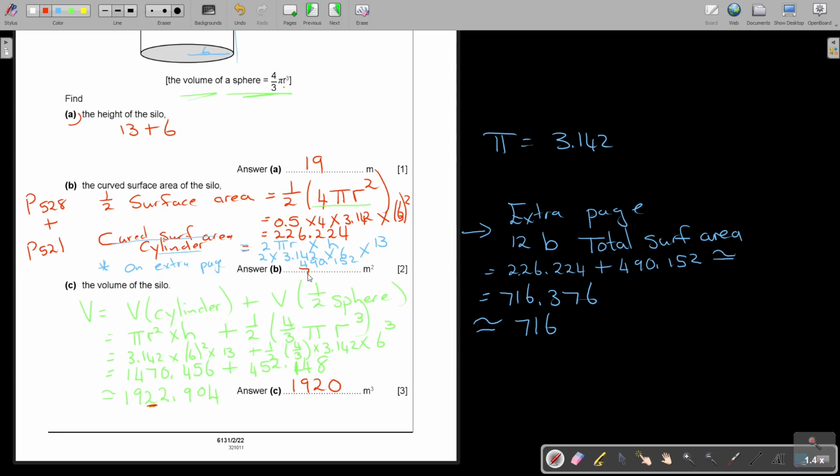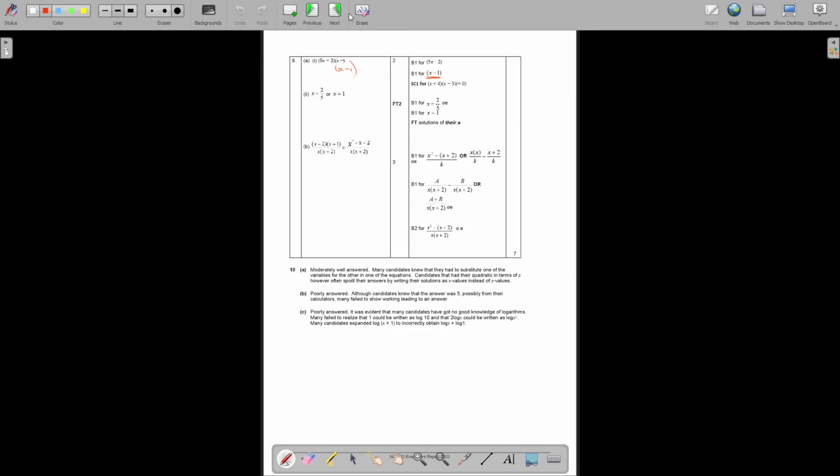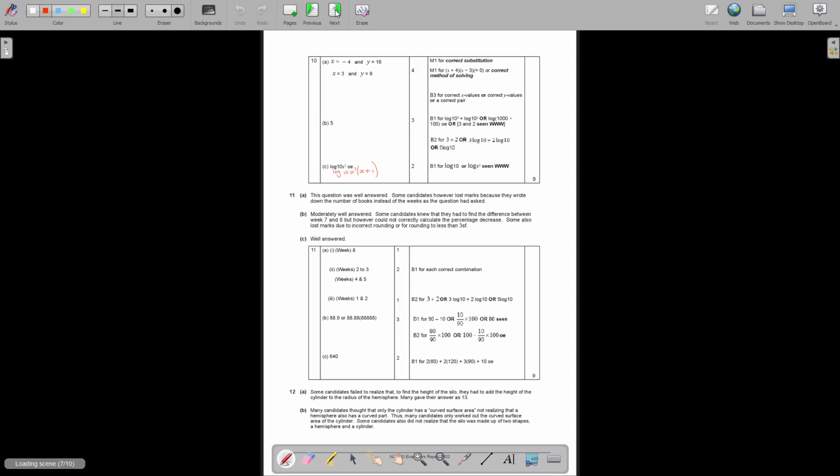And don't forget that one was 716. So don't go so close to the space. Rather go to the extra page and just come and fill in your answer. But remember to notify that. Okay, let's just go and check to see what the report is telling us. Okay, so that one is finished.